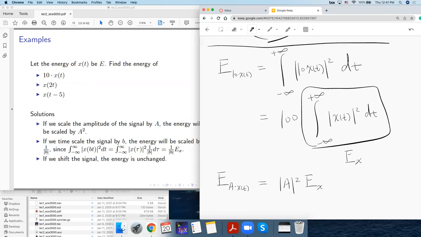You can see if here, instead of having a 10, we have any general complex number A, then the magnitude of A times x(t) equals the magnitude of A times the magnitude of x(t). And then you raise this to the power of 2, so you have this power of 2 everywhere. That's why you get this additional factor. But for this example, this scaling factor is a real number. So the magnitude of 10 is just 10, and 10 to the power of 2 gives you 100.